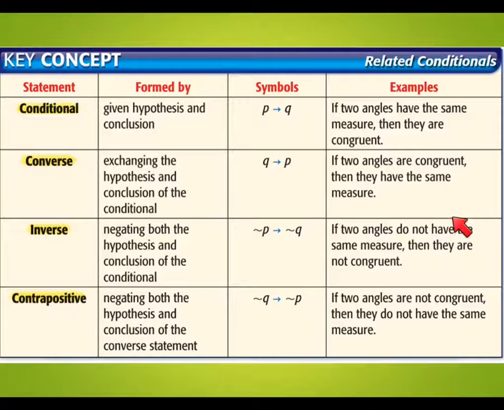If they do not have the same measure, then they are not congruent. That's what the inverse does. So we had our conditional, our converse flips them, our inverse negates both the original one, and our contrapositive negates the converse. Or it negates this when they switch. Instead of P then Q, it's not Q then P. So it would say if two angles are not congruent, then they do not have the same measure.